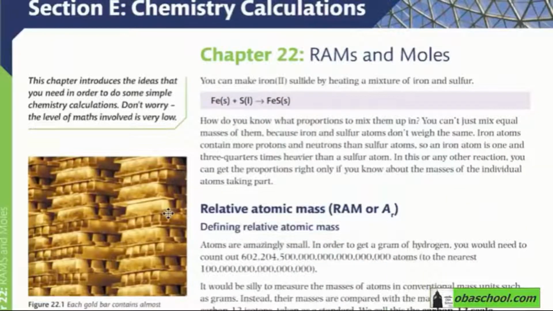The first topic we'll be discussing in this chapter is relative atomic mass, RAM, or Ar. Defining relative atomic mass on page 176. Atoms are amazingly small.